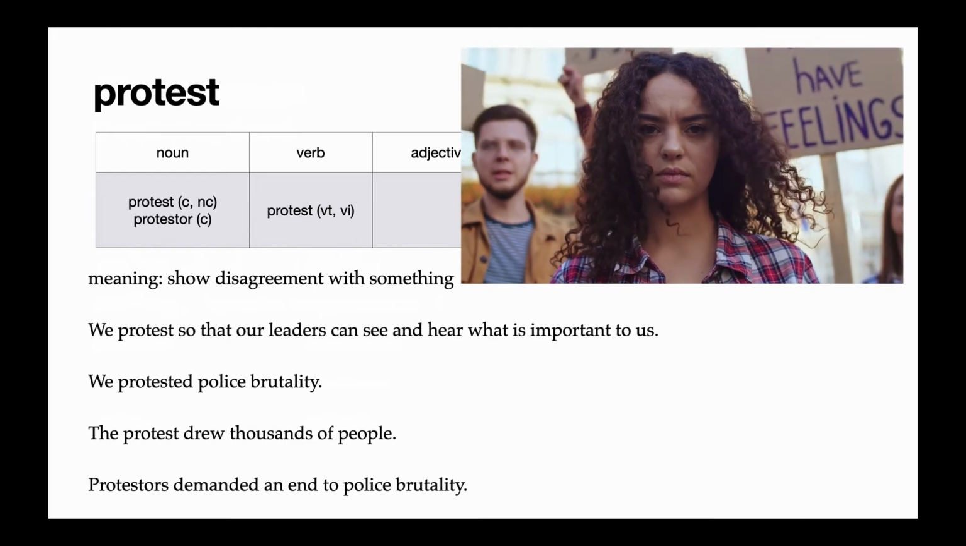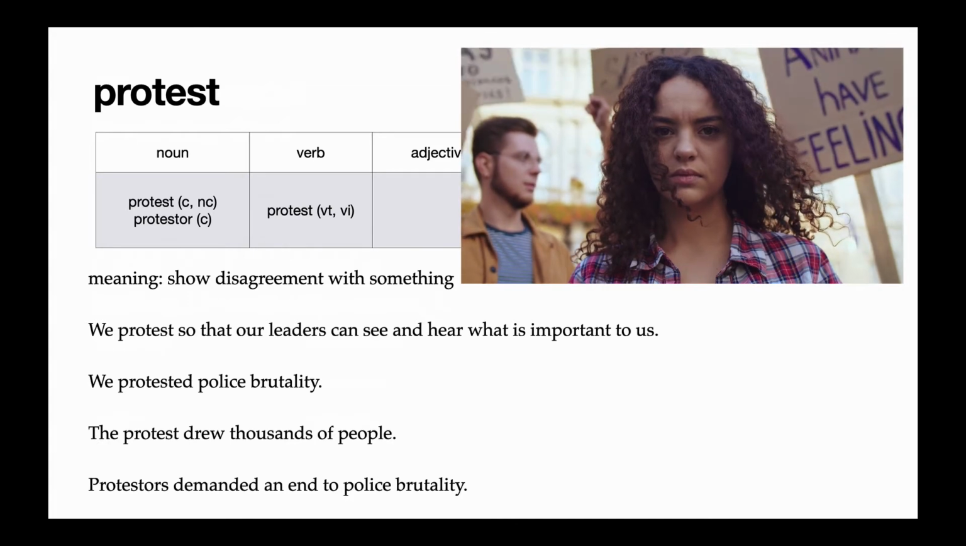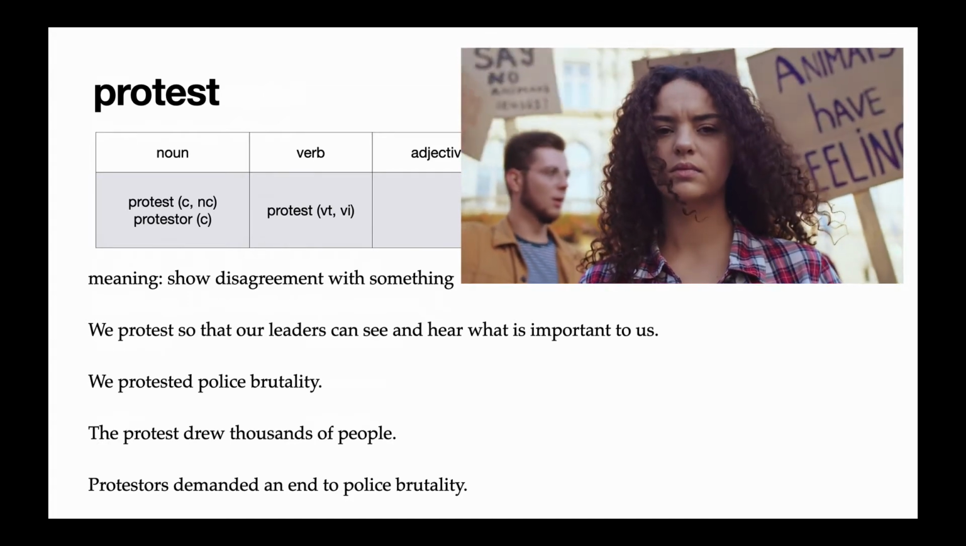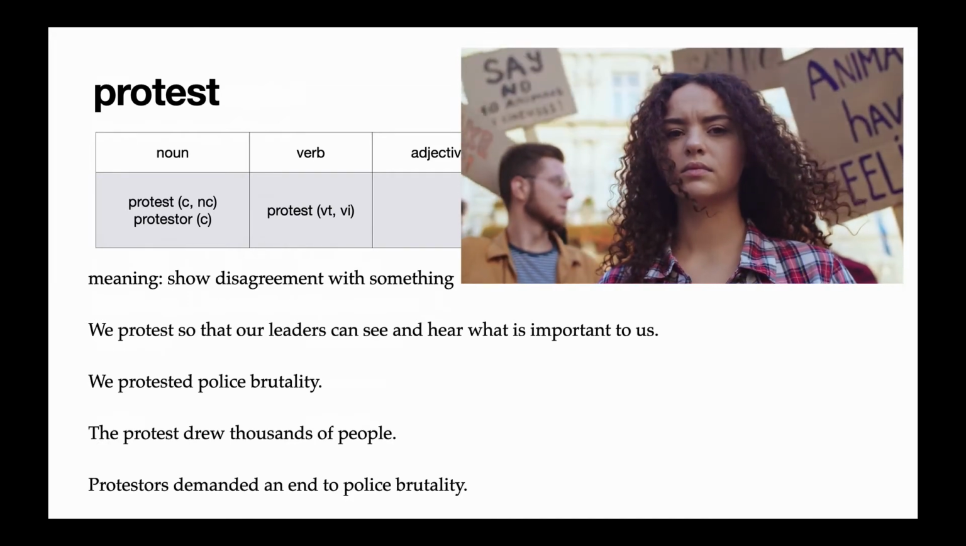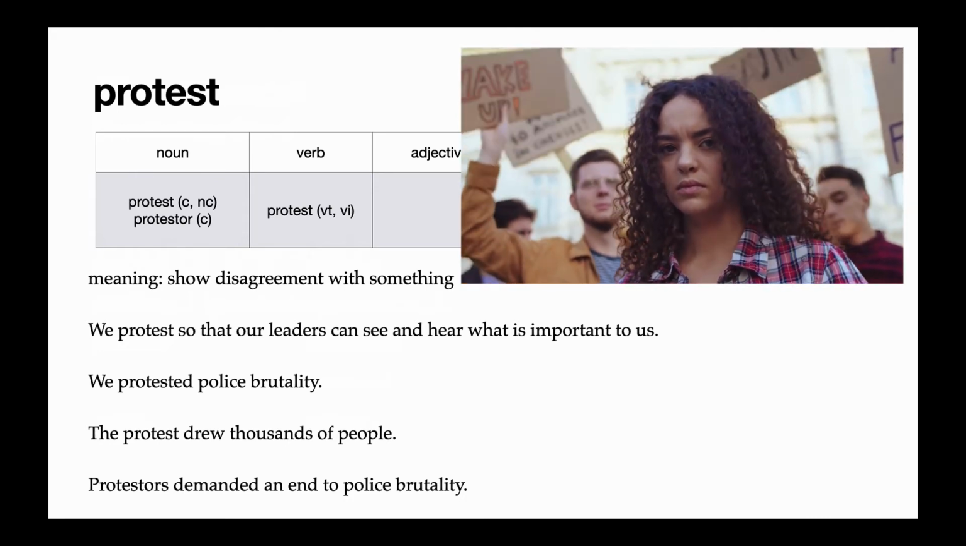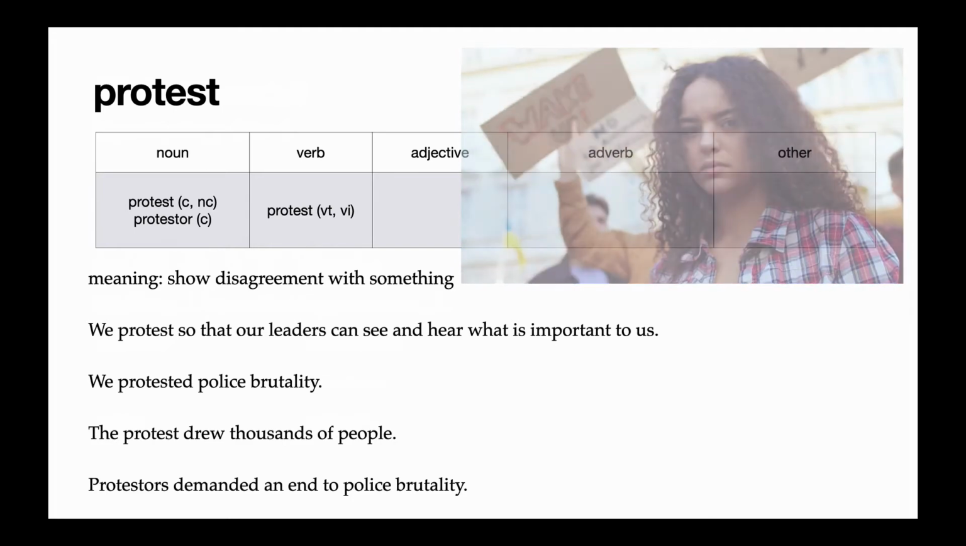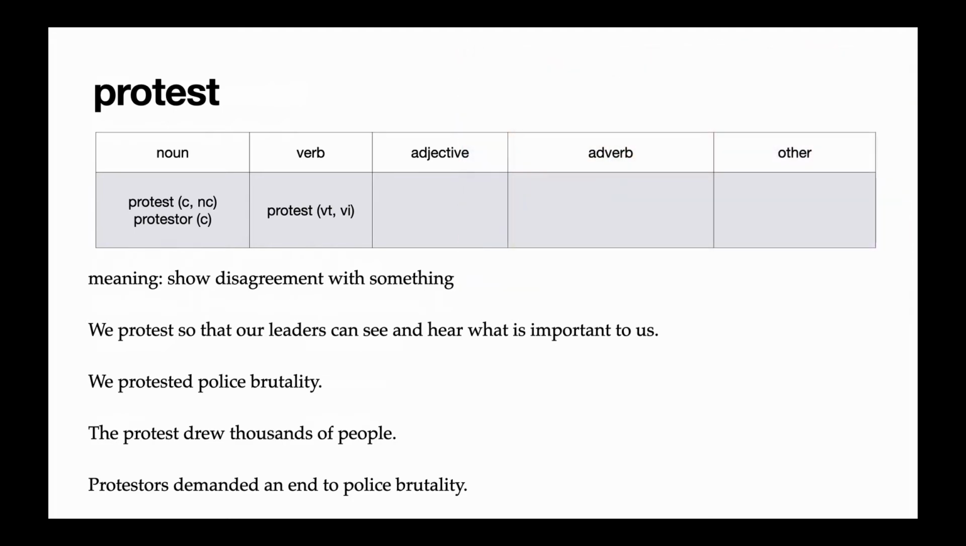Protest can be used as a noun, a count or a non-count noun. And protester is a countable noun, which means a person who is protesting. Protest as a verb can be used transitively or intransitively, which we talked about in this week's grammar lesson. So remember that transitive verbs are followed by objects, and intransitive verbs don't need objects.